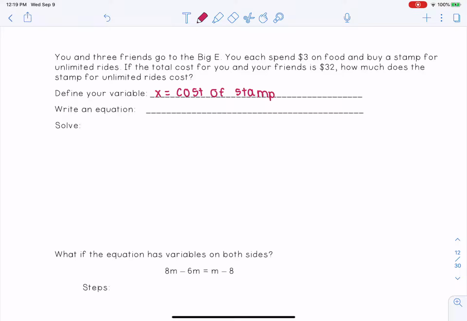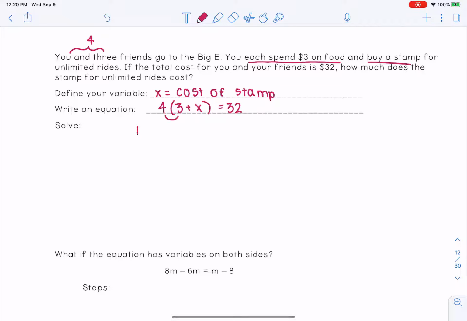Now let's see if we can come up with an equation for the total cost. So how many of us are there? There's 4 of us, right? You plus 3 would be 4 people. We each spend $3 on food and each buy a stamp. So each of us has a 3 plus x, right? That's our $3 plus our stamp, but there's 4 of us, so let's multiply this by 4. And how much did we spend? We spent $32.